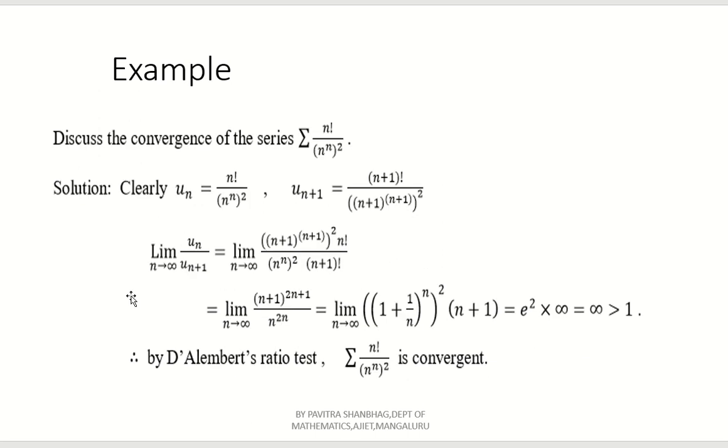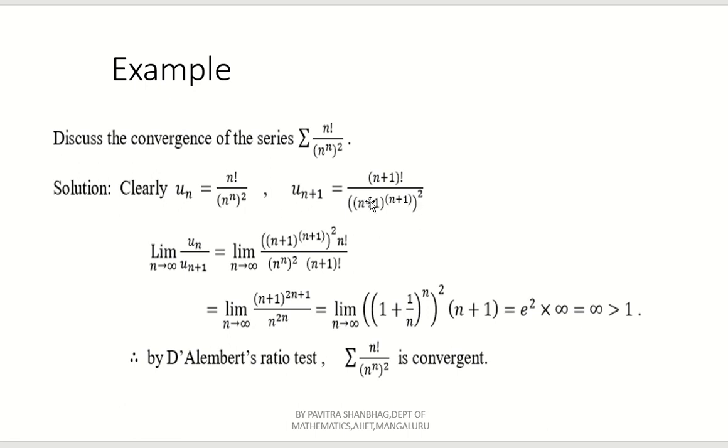Now, once again, discuss the convergence of the series summation n factorial by n power n whole square. What is un? The nth term is directly given, n factorial by n power n whole square. What is the n plus 1th term? Just replace n by n plus 1. So this will become un plus 1 equal to what? n plus 1 factorial divided by n plus 1 whole power n plus 1 power 2.